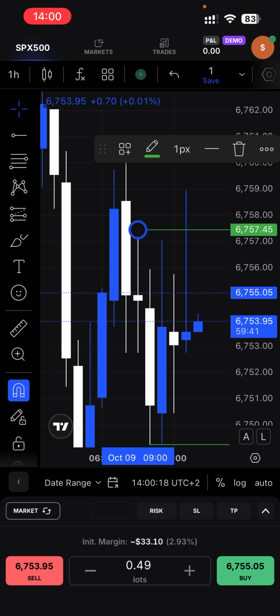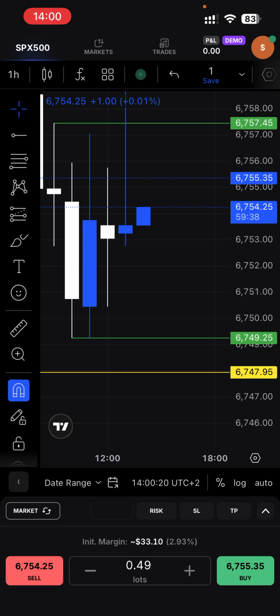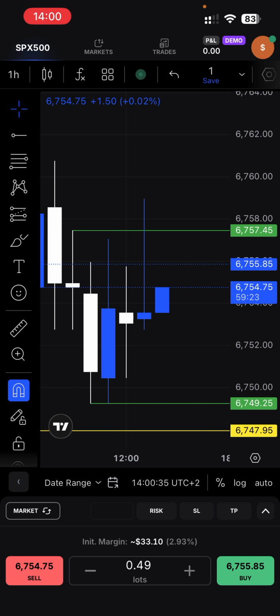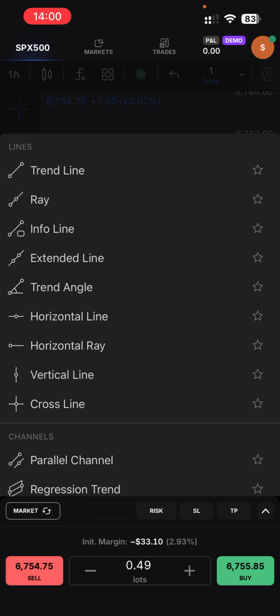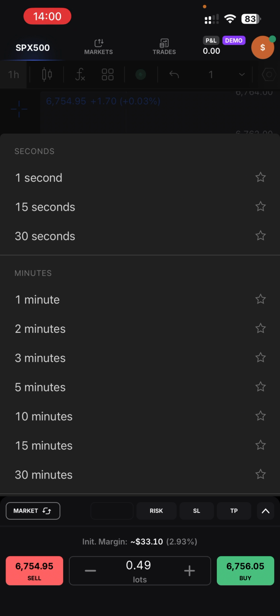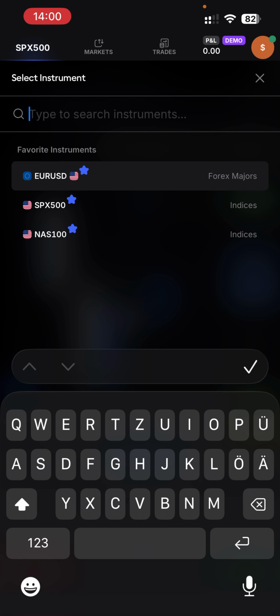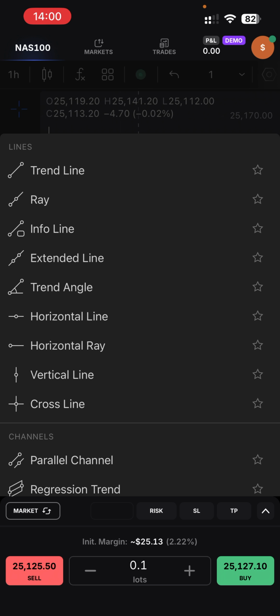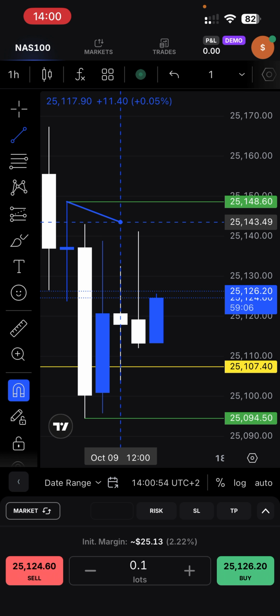So let's analyze what happened here. I still don't know what to make of an SMT divergence yet. I've had a discussion with ChatGPT on how to handle it, but I still don't really get it. So let's look at the 1 hour here. That is a London high. But on Nasdaq, that doesn't sweep out. Okay, very interesting.